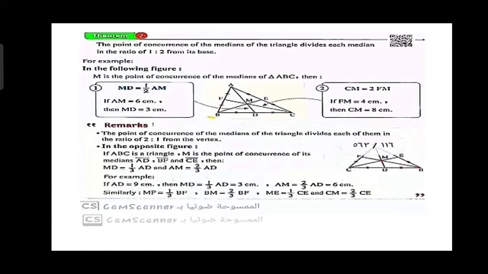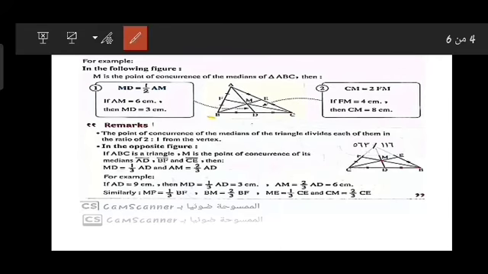Then after this we took two lessons of geometry. We talked about theorem 2 in medians. Last week we talked about the first theorem of medians. Next, theorem 2: the point of concurrence of the medians of the triangle divides each median in a ratio of 1 to 2 from its base. Like from this base it will be 1, like MD, to 2, so AM. So MD will be half of AM and CM will be 2 FM.